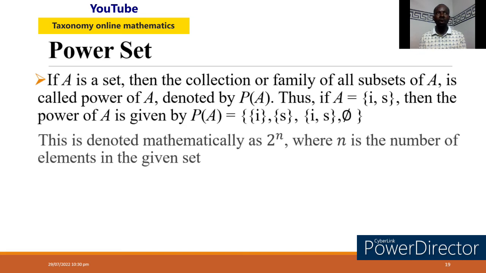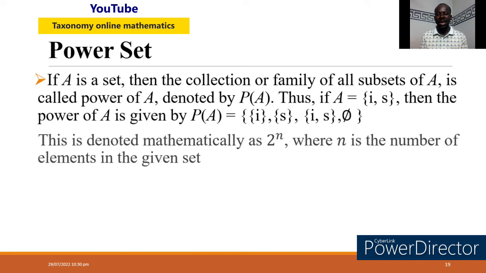Then we have what we call the power set, meaning how many subsets can I derive from a given set. If I have a set of 1, 2, 3, how many different families of sets can I derive or take or reconstruct from that set? So if A is a set, then the collection or the family of all sets that are subsets of A is what we call the power set of A, which is denoted by P(A).